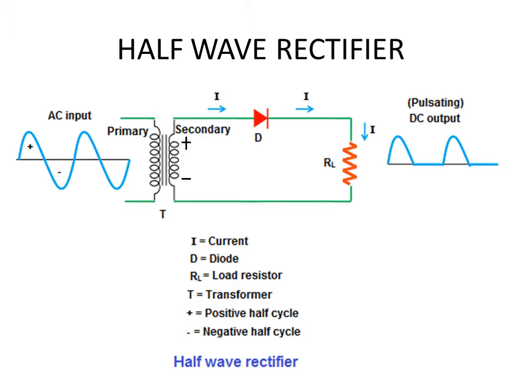So we'll begin with the half wave rectifier. This is the diagram of a half wave rectifier. I have shown the circuit diagram; whatever is at the middle is the circuit diagram. On the left side you have the input sine wave, and on the right side you have the DC output which is coming out of the rectifier. The core portion of this rectifier is the diode D, and the diode is connected to a load resistance across which we can measure the output voltage.